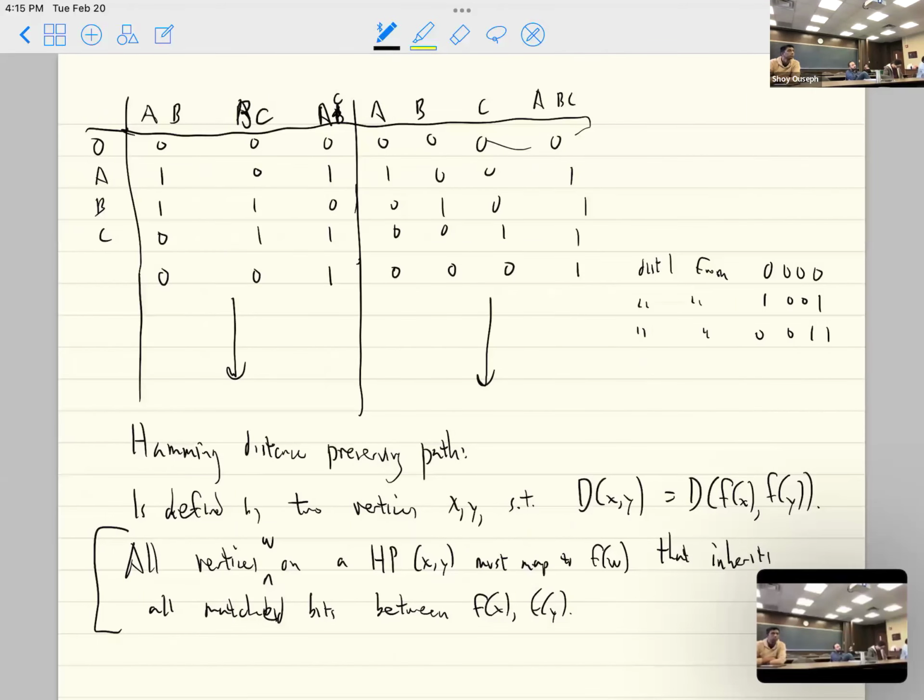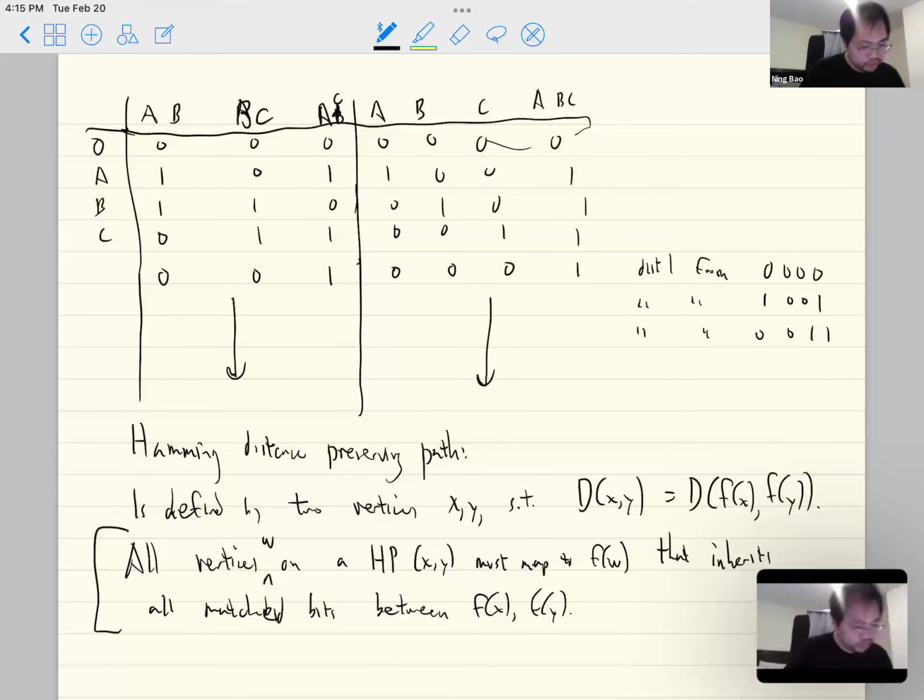If we know this F, which I think you are calling a path, how is this different from a contraction map? In the contraction map, you have an inequality, and here it saturates the inequality. Yeah, so the idea is that if I have a valid contraction map, there exists some subset of vertices on the left-hand side that will fulfill this Hamming preserving path property.